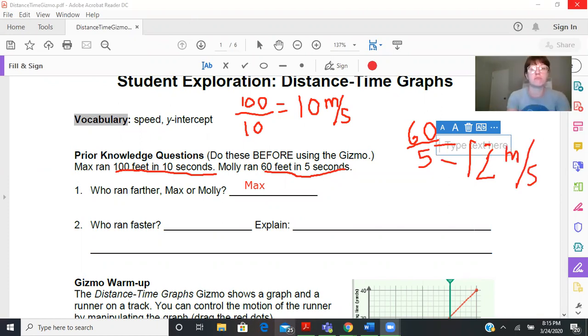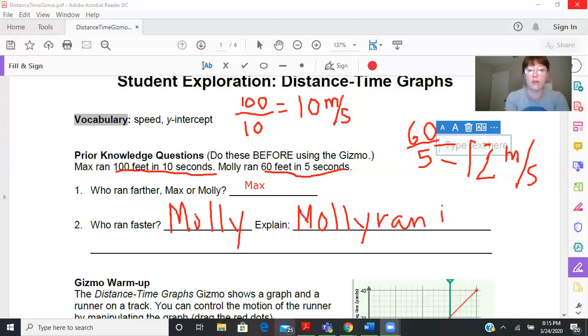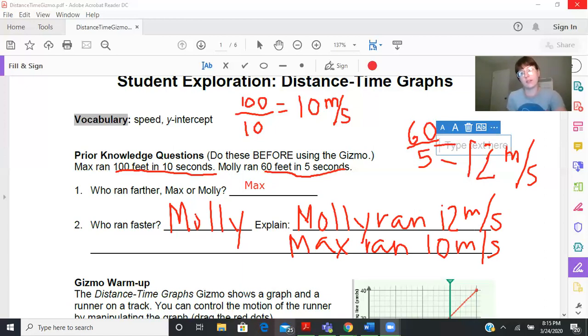So who ran faster? Molly. And I know Molly ran faster because she is running 2 meters faster per second than Max. So we could say Molly ran 12 meters per second. Oops, meters per second, not meters per second squared. And Max ran 10. And we know that 12 is bigger than 10. So Molly was covering more distance in less time.